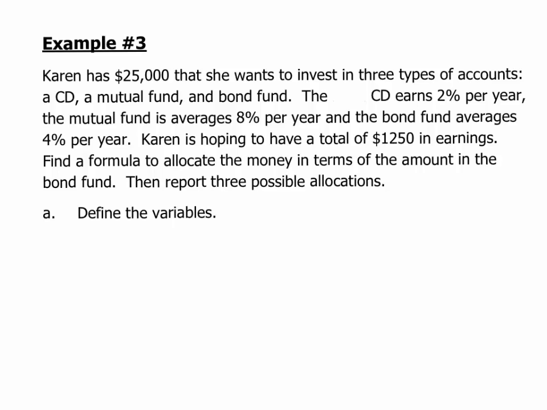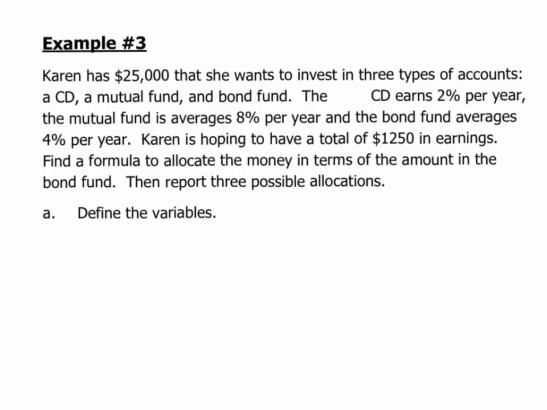Karen has $25,000 that she wants to invest in three types of accounts: a CD, a mutual fund, and a bond fund. The CD earns 2% per year, the mutual fund averages 8% per year, and the bond fund averages 4% per year. Karen is hoping to have a total of $1,250 in earnings. Find a formula to allocate the money in terms of the amount in the bond fund. Then report three possible allocations.